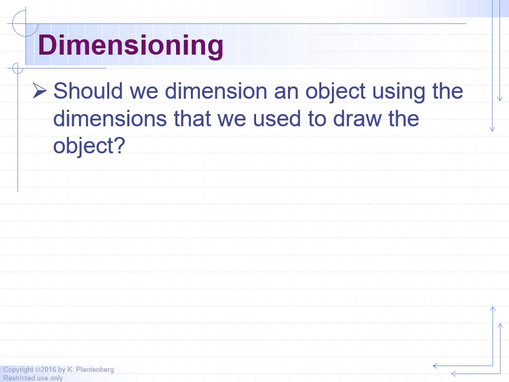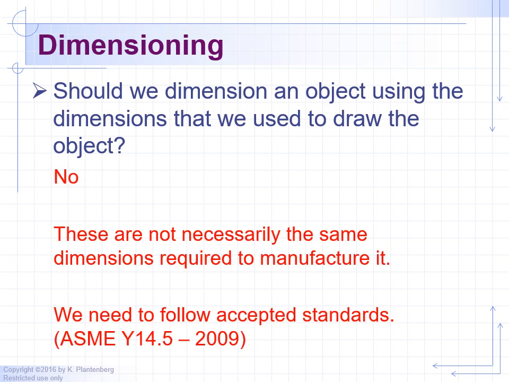So one of the questions about dimensioning is about the values. The question is, should we dimension an object using the dimensions that we use to draw the object, right? So the dimensions that you use to actually create the object, do we need to use those again while dimensioning? And the answer is no. It turns out that the dimensions that you need to draw the part may be a little bit different than the dimensions you need to actually manufacture it.